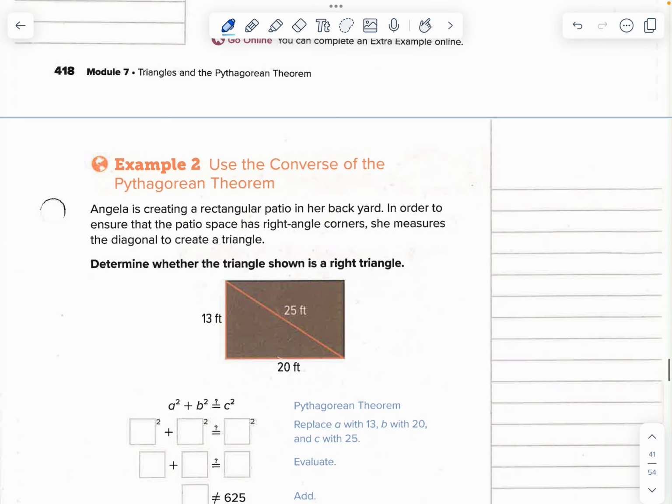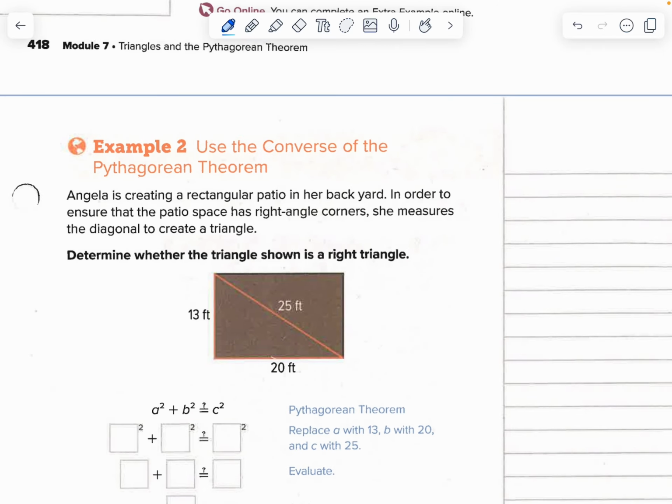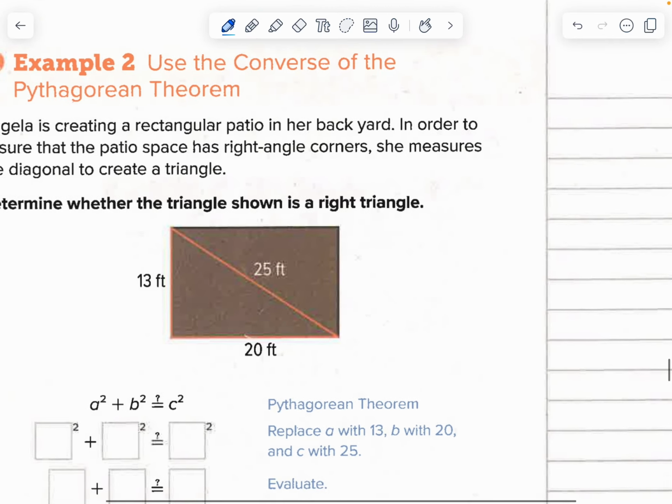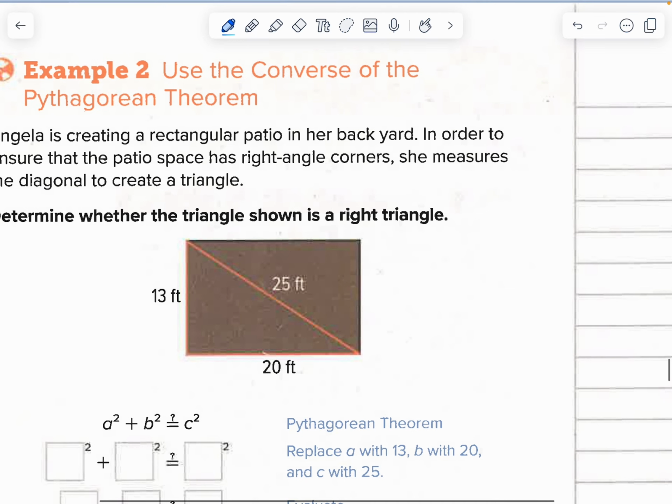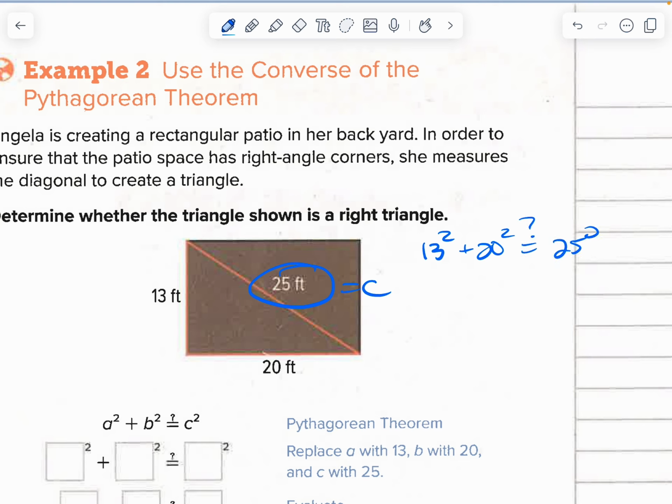Okay, so this next one. Angela is creating a rectangular patio in her backyard. In order to ensure the patio space has right angle corners, she measures the diagonal to create a triangle. Is it a right triangle? So again, this right here would be my C because it's the longest side. So 13 squared plus 20 squared. Does that equal 25 squared?